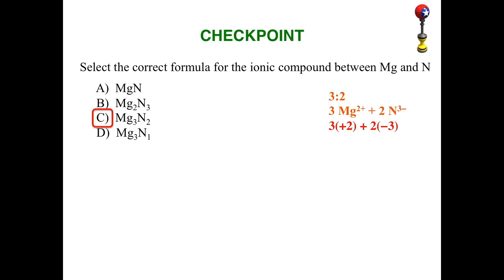Mathematically, that means it's 3 times a positive 2 plus 2 times the negative 3. And if that equals 0, then we are charge balanced. Right? 3 times 2 is 6, and 2 times negative 3 is negative 6. So positive 6, negative 6 does equal 0. That means that we have the right ratio. And 3 to 2 is the most reduced form, so that must be correct also.